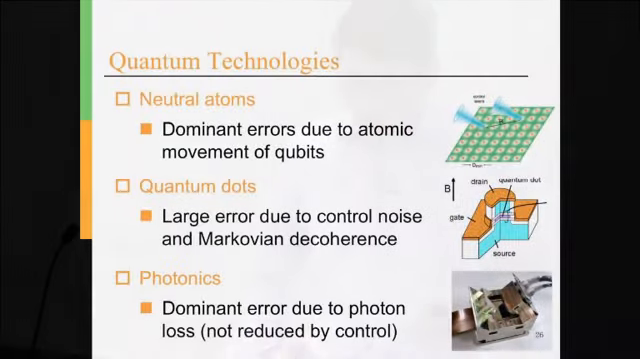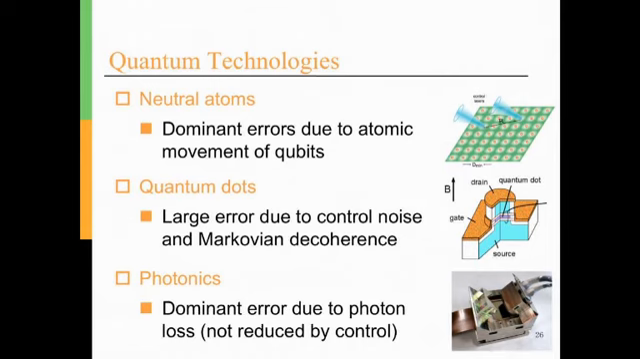Neutral atoms also work reasonably well with topological codes, but the errors there are about 10 to the minus 3, so that's just below the threshold for topological codes, but they cannot be used with concatenated codes. And for quantum dots and photonics, our results currently do not allow us to use these with any of the existing quantum error correcting codes.